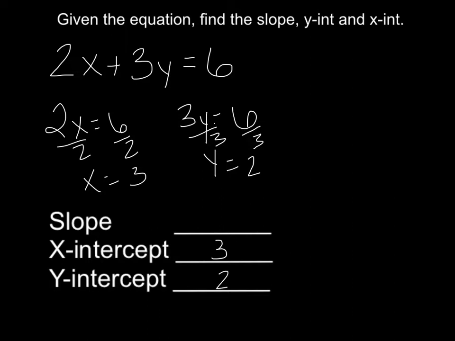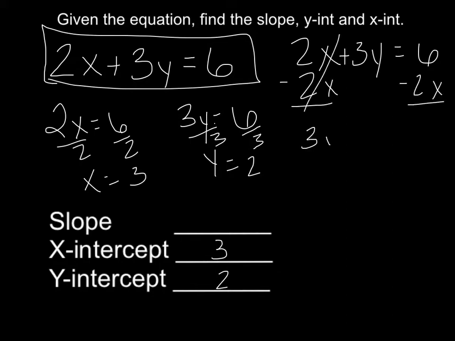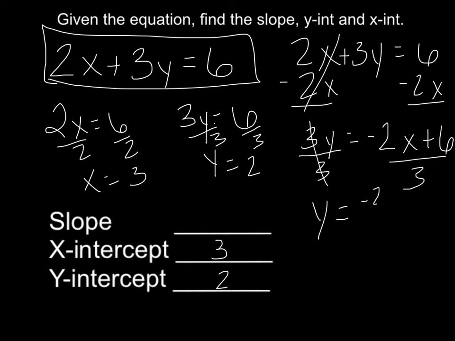Now, to find my slope, I need that in slope-intercept form. So I'm going to solve this equation up here. I'm going to solve that for y. So I'm going to rewrite it over here real quick. 2x plus 3y equals 6. So I need to subtract 2x. So you get 3y equals, now remember, y equals mx plus b, so I'm going to put my negative 2x first, plus 6. Divide everything by 3. So you get y equals negative 2 over 3x plus 6 divided by 3 is 2. Okay, so if you look, your slope is negative 2 over 3.